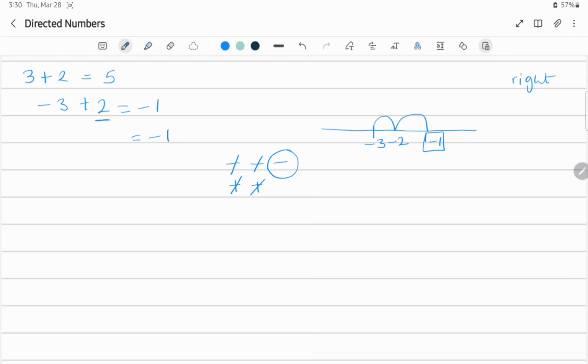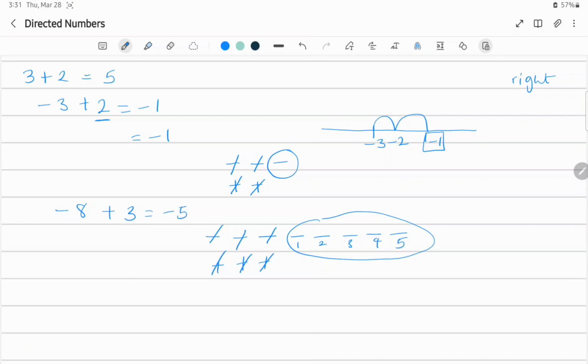Let's say we want to add -8 plus 3. 1, 2, 3, 4, 5, 6, 7, 8. That's the number of negatives that I have. And I have just 3 positives. So 1, 2, 3. Now let's cancel out. This cancel this. Then what I have left is this. So let's count. 1, 2, 3, 4, 5. So I have 5 negatives. That means my answer is -5.